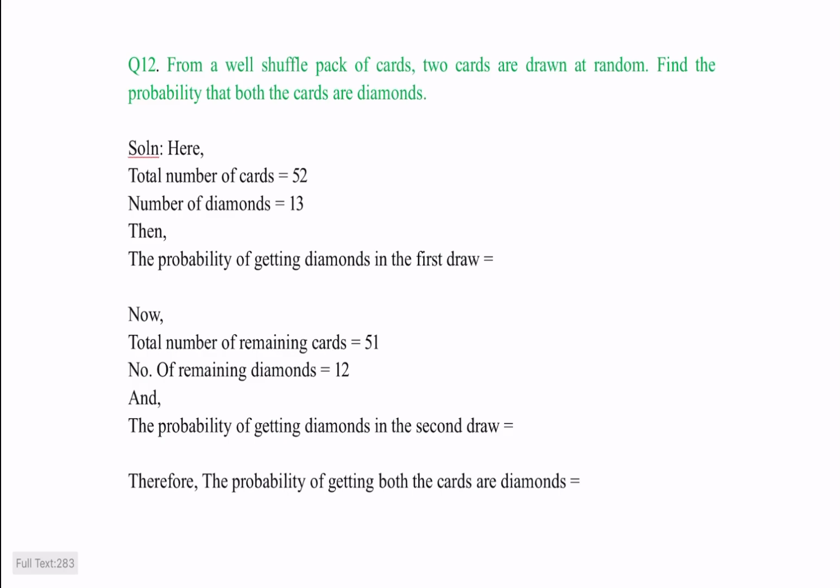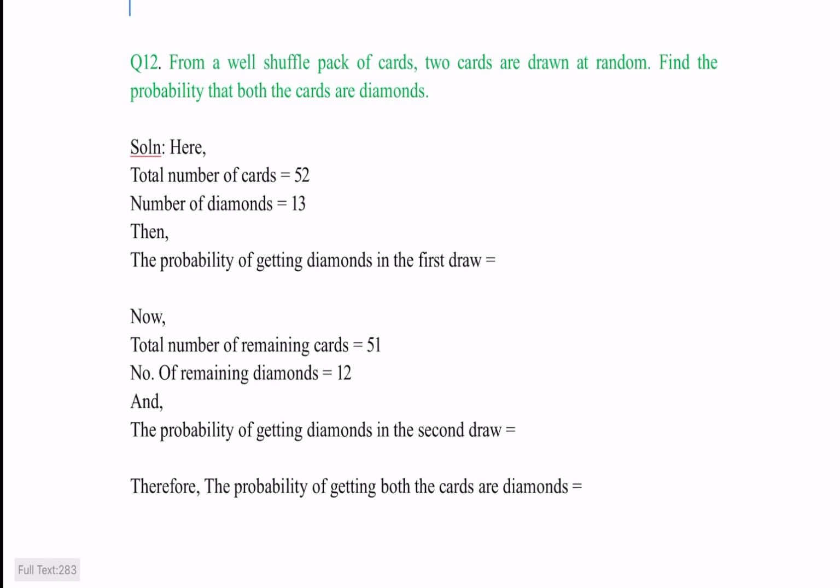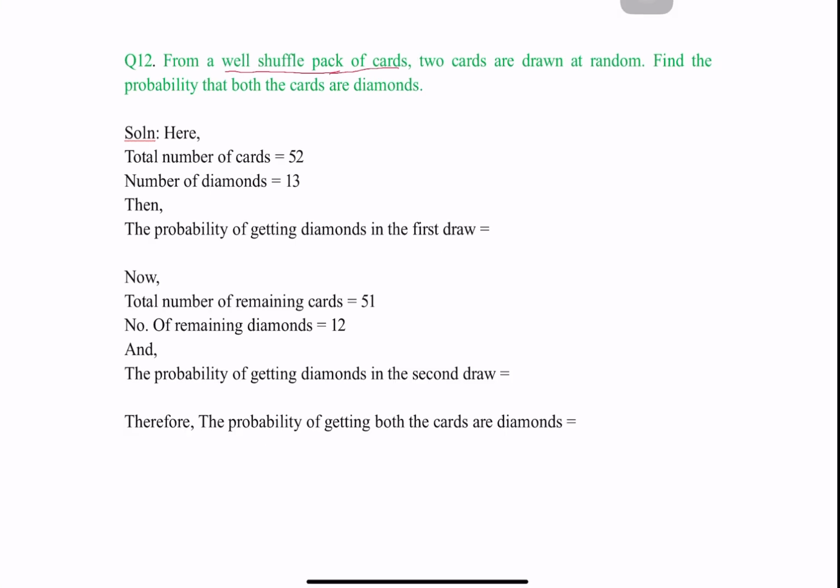Hi everyone, let us begin another question from probability chapter exercise 14.1. Here, let us try to deal with question number 12. From a well shuffled pack of cards, two cards are drawn at random. That means you have to select two cards at random. Find the probability that both the cards are diamond.